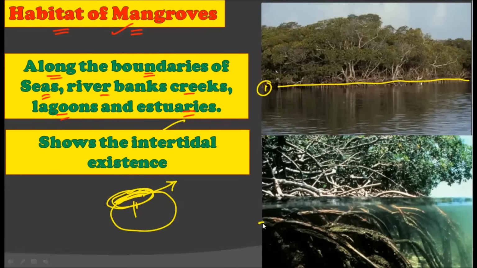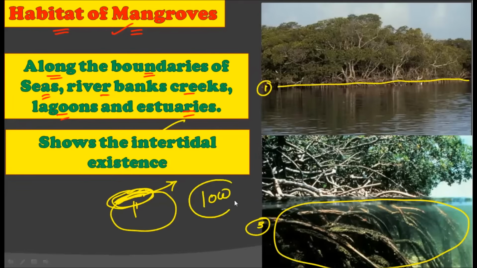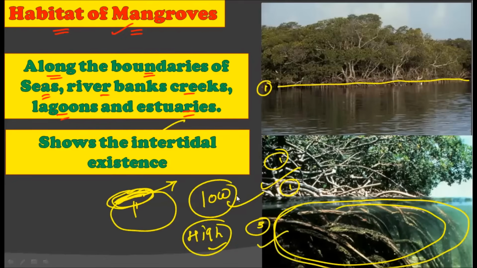So you can see in this third picture that there is a high tide and the whole ground is covered by the water, roots of the mangroves as well. And during the low tide, this water withdraws and makes the land visible. So during the high tide, the habitat of mangroves is covered by the water, and during the low tide, this water drains off and the habitat of mangroves remains without the water. They have a very specific intertidal existence.